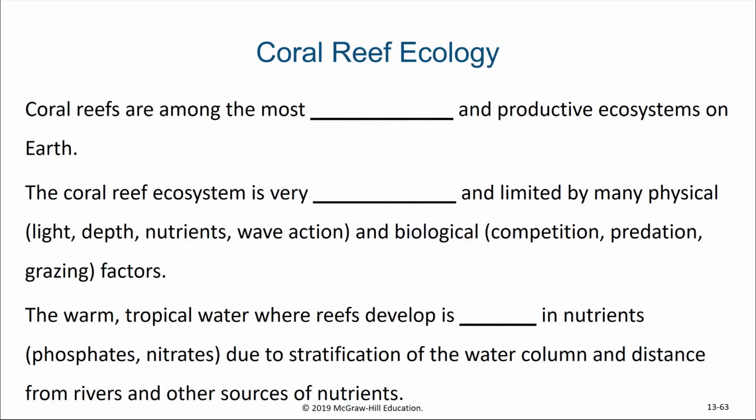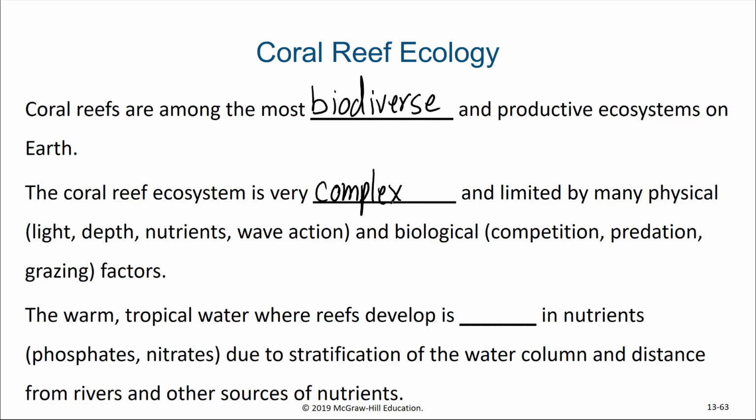Coral reefs are very interesting ecosystems because they are very diverse and productive, and yet they are also nutrient poor. So coral reefs are among the most biodiverse and productive ecosystems on Earth. The coral reef ecosystem is very complex and limited by many physical features such as light, depth, nutrients, wave action, etc., and many biological limits as well, including competition, predation, and grazing.